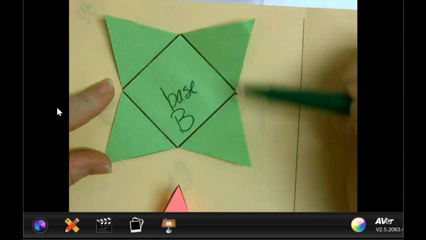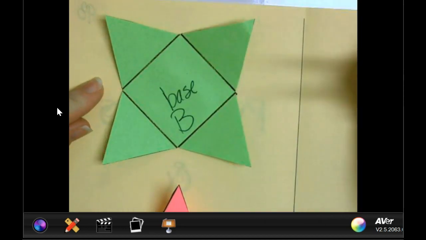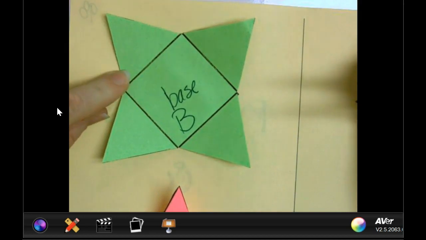These lateral faces, what do we know about them besides the fact that they're triangles? They're congruent, and they are what kind of triangles? These might be equilateral, but isosceles for sure. Yeah, it's possible that they're equilateral, but they're isosceles for sure.